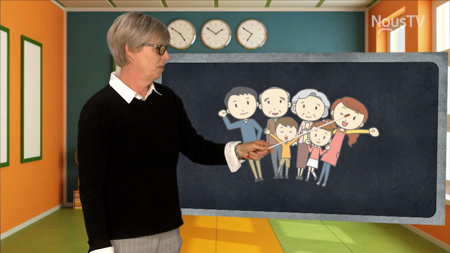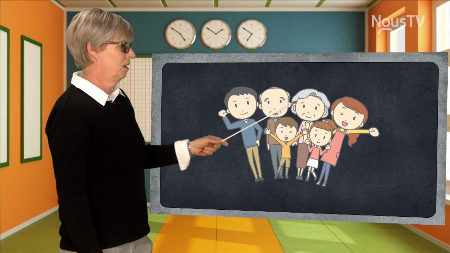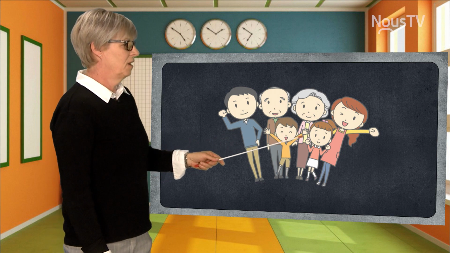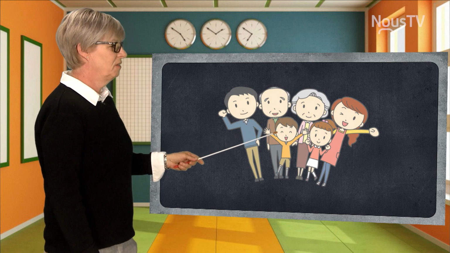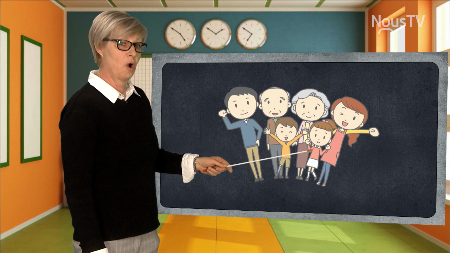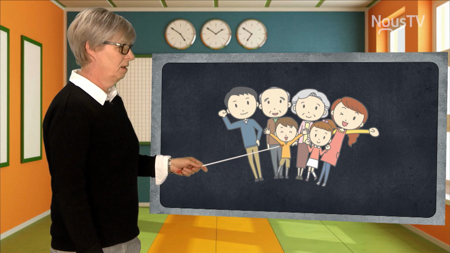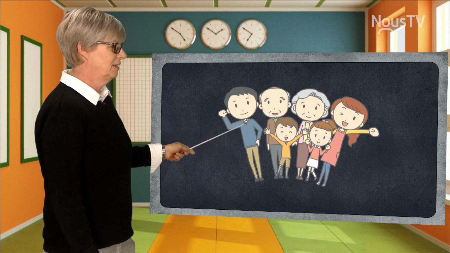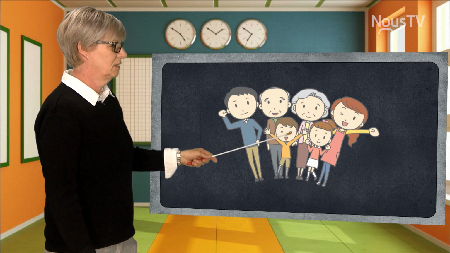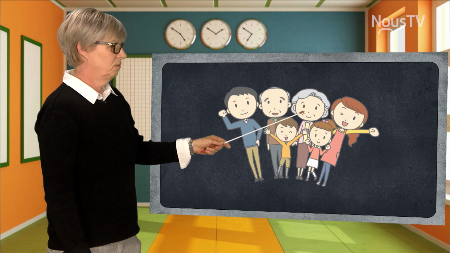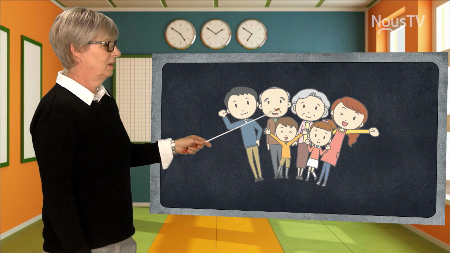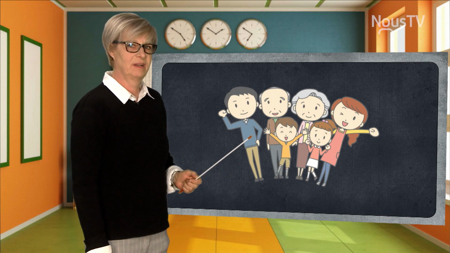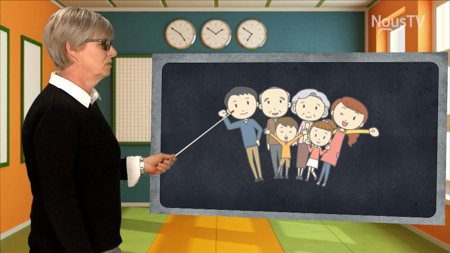Now, this is the mother, this is the father, the grandmother, the grandfather. This is a boy and a girl, but it is their son and their daughter. Kate's son, Kate's daughter. Mike's son, Mike's daughter. The grandmother, the grandfather. These are their grandchildren. They have two grandchildren. Now let's see if you can remember the family members.